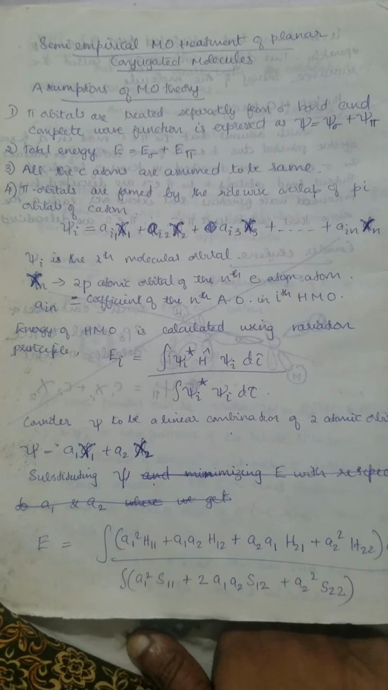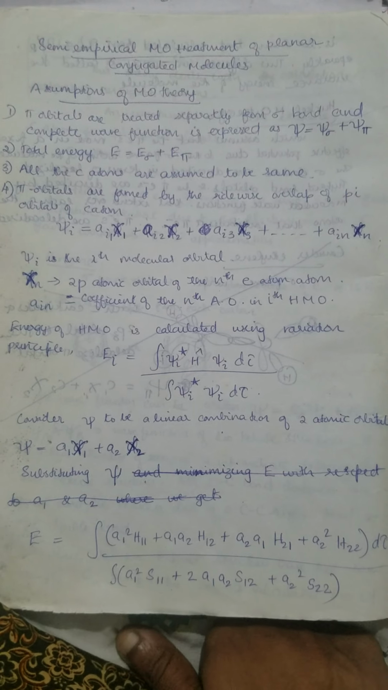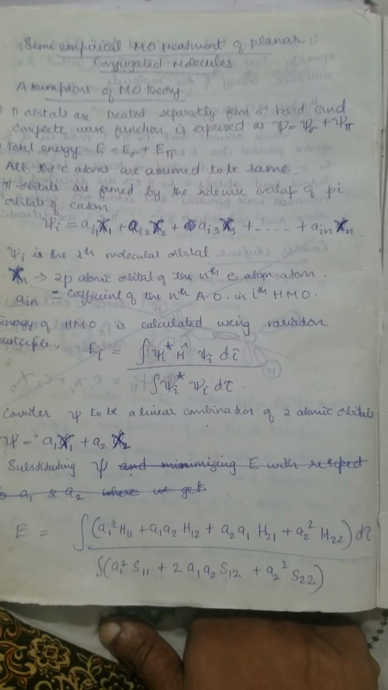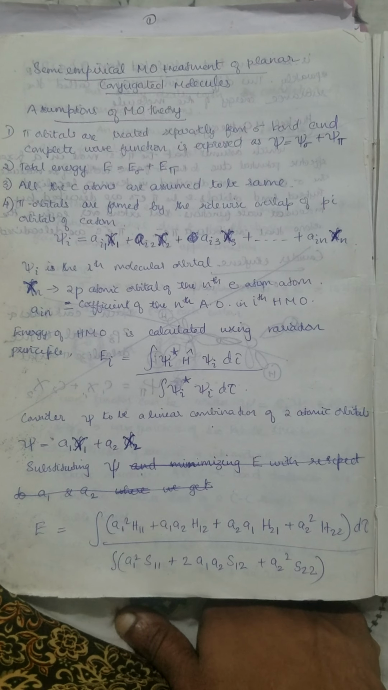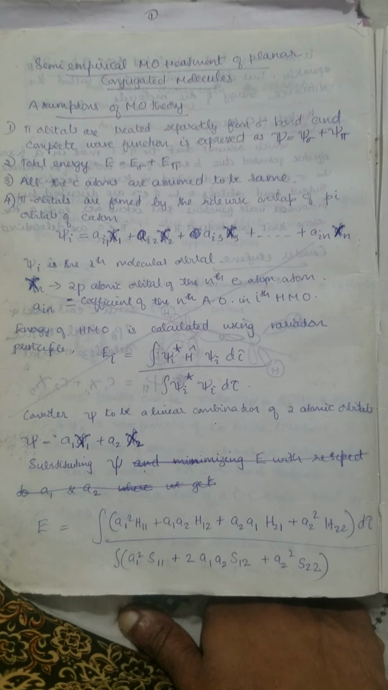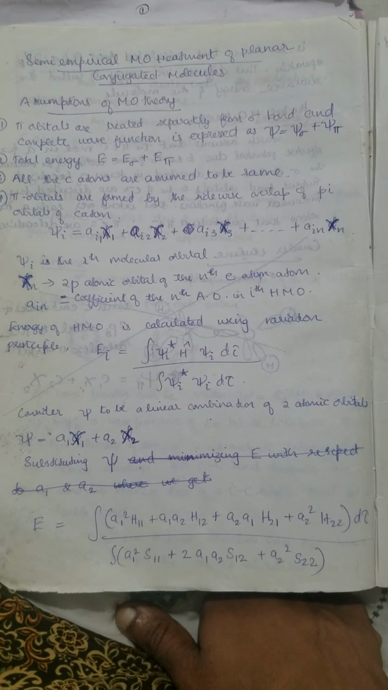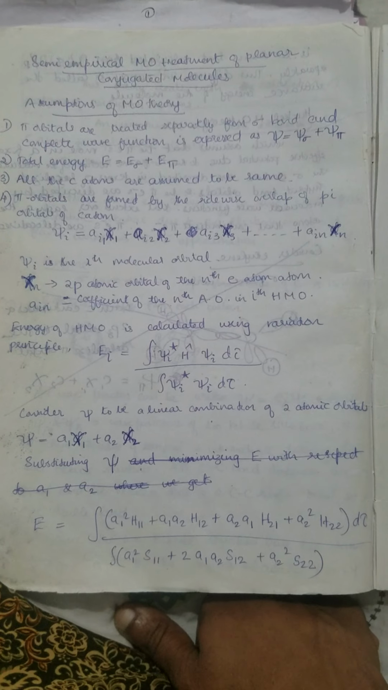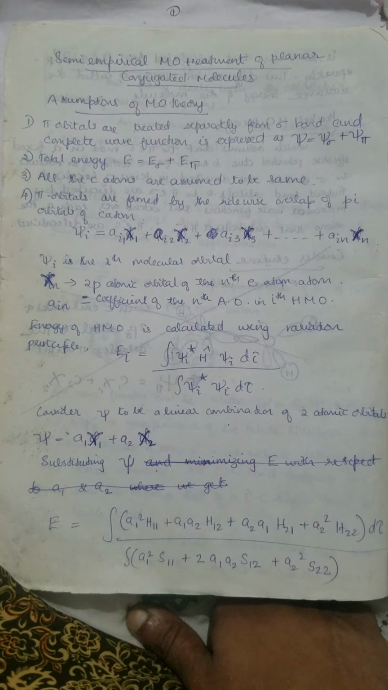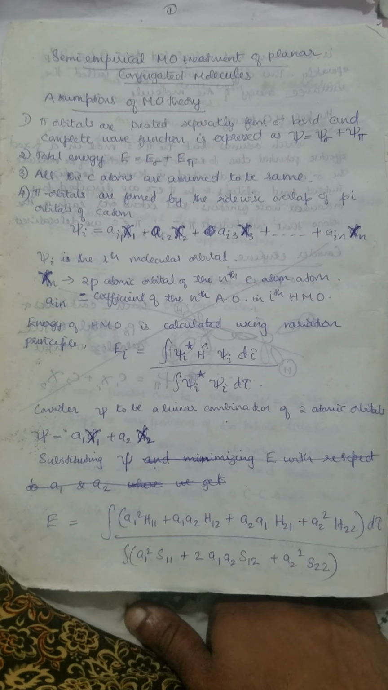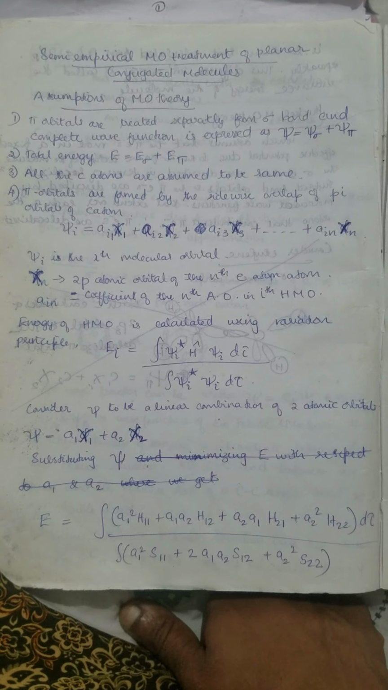So we represent the molecular orbital as the linear combination of the individual p orbitals. Then energy is calculated similarly as E_i equals, using the variation theorem, the integral of psi i star H cap psi i d tau divided by the integral of psi i star psi i d tau. Okay, so these are the assumptions of Huckel's molecular orbital theory of planar conjugated molecules. So we will be seeing it one by one.